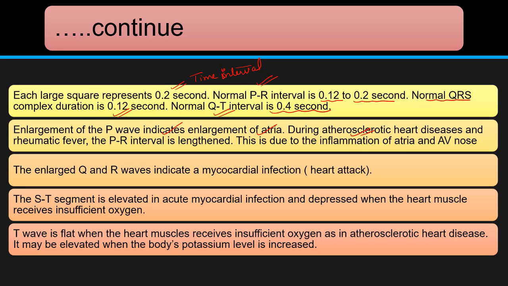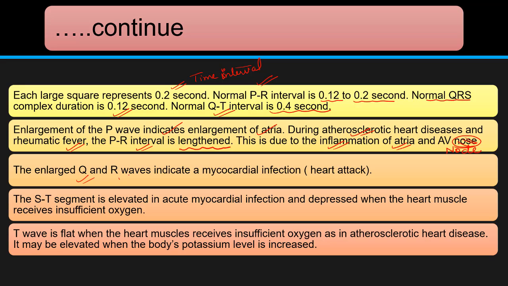During atherosclerotic heart diseases and rheumatic fever, the PR interval is lengthened, it increases. This is due to the inflammation of atria and AV node.